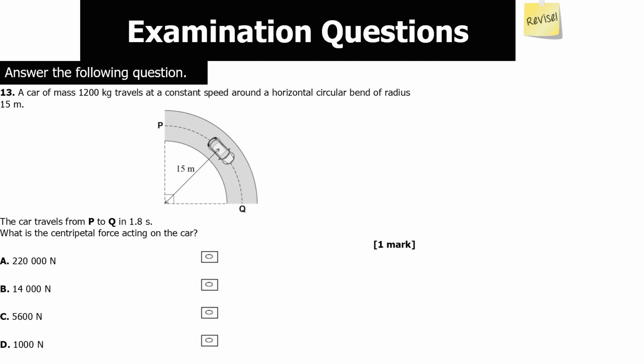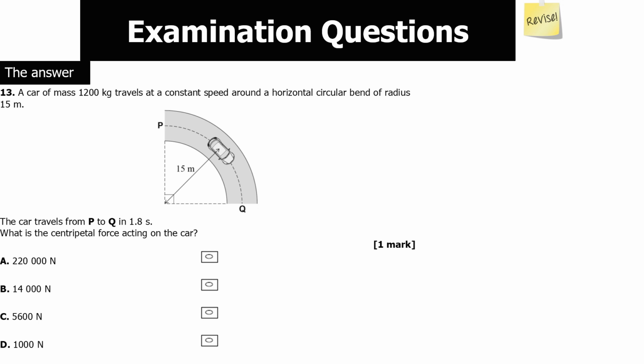The next question says, a car of mass 1,200 kilograms travels at a constant speed around a horizontal circular bend of radius 15 meters. The car travels from P to Q in 1.8 seconds. What is the centripetal force acting on the car? So pause the video now, then unpause the video when you want to go through your answer.